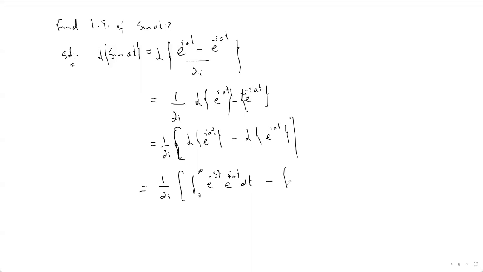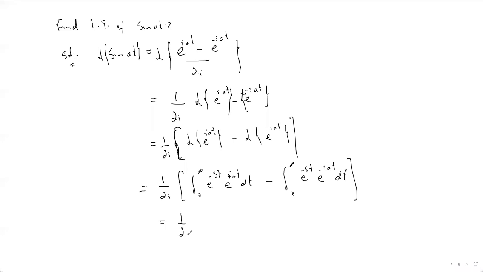Similarly, minus integral 0 to infinity e raised to power minus st into e raised to power minus iat into dt. Now what you need to do is to solve these integrals. What is this integral, by the way? It will be s minus a. We have just solved this. So what is this integral equal to?